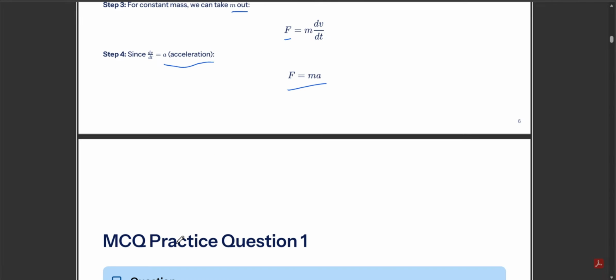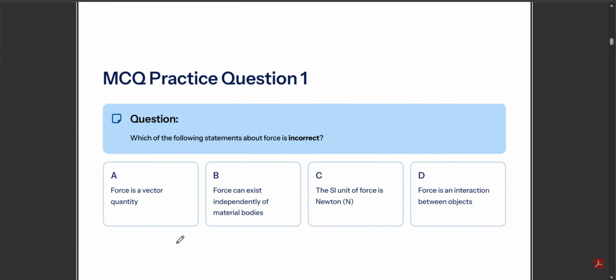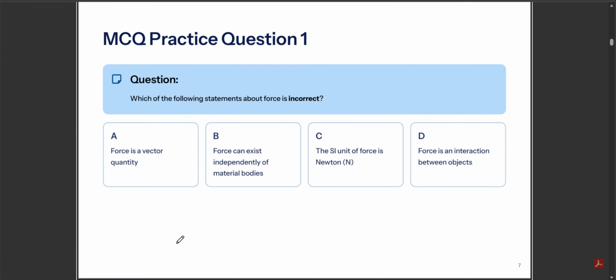Okay, here is the MCQ. Practice MCQ question 1. Which of the following statements about force is incorrect? We have to find out which one is incorrect. A, force is a vector quantity, we know this is correct. B, force can exist independently of material bodies. I'm not sure yet, but we have to read C and D.